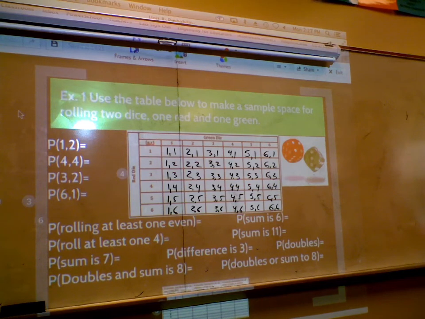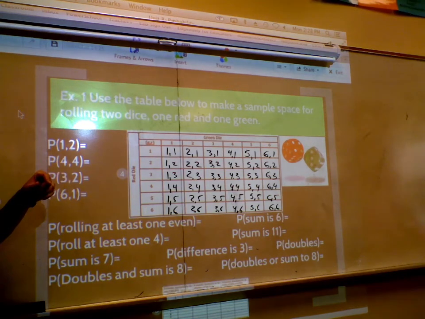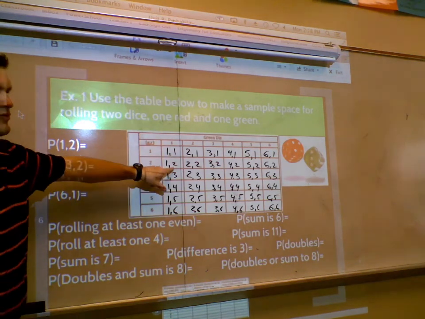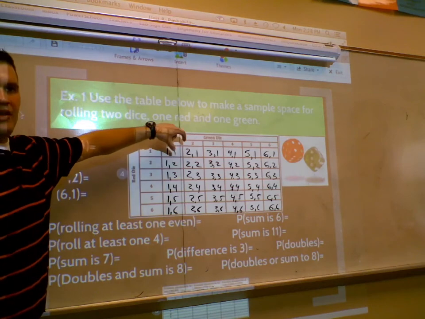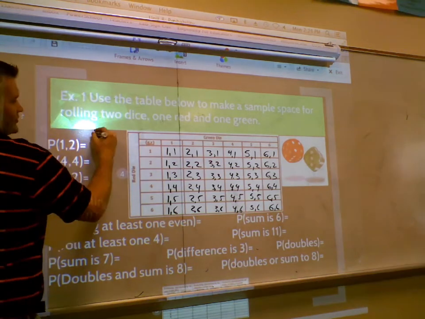Does that make sense? Okay. Now, what's the probability if I roll a 1 on the green die and a 2 on the red die? 2 out of 36. Here's the argument: 1, comma 2, 1 on the green, 2 on the red, or 2, comma 1. Are they the same thing? No, because this says 1 on the green and 2 on the red, right? How many times does that happen? Once. So the probability is 1 out of 36.